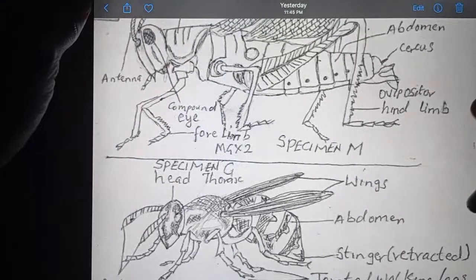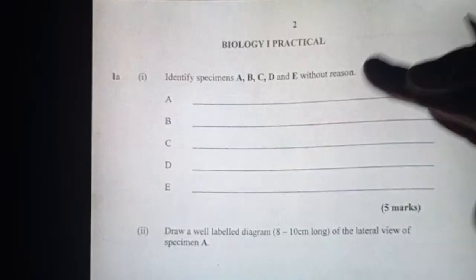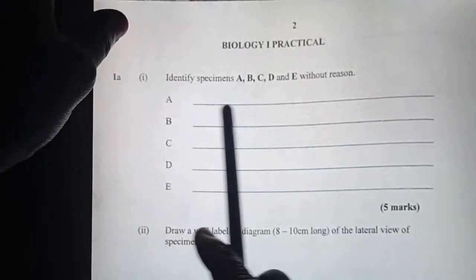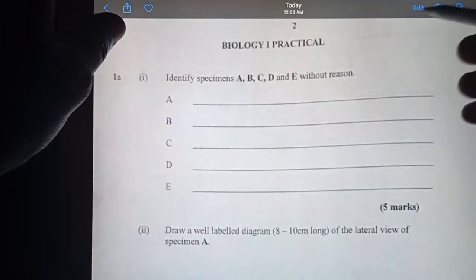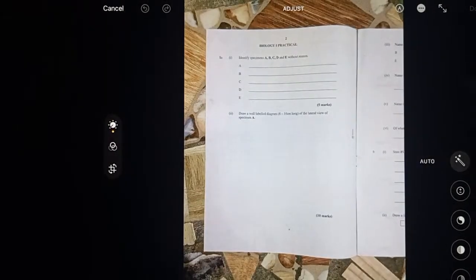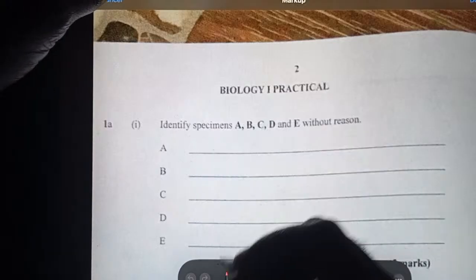All right. Now there is a question paper here we might be using to guide you. It's not the real question. If it is, I won't use it for this live stream. If you look here, they say identify A, B, C, D, and E without reason. I say this is just a format of how they ask. Meaning, if you come to this A, you just write according to the specimen. Don't go giving reason. They say identify without reason. You just say specimen A. You simply write what's there.